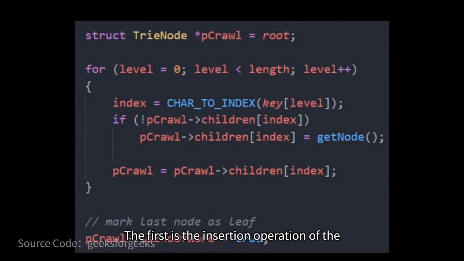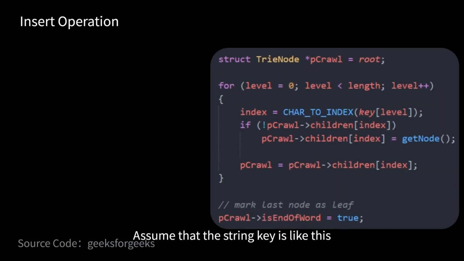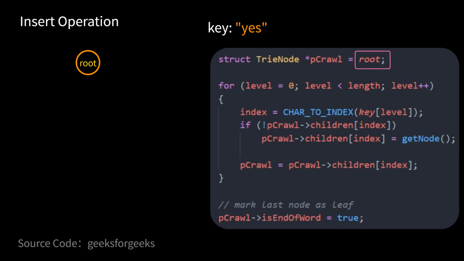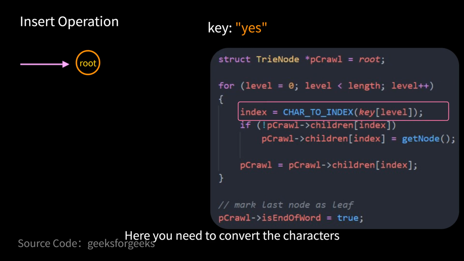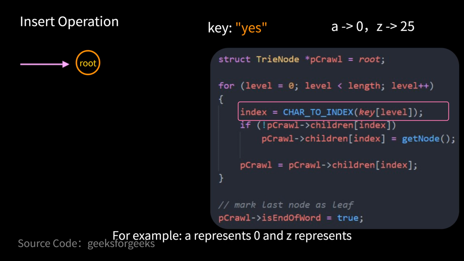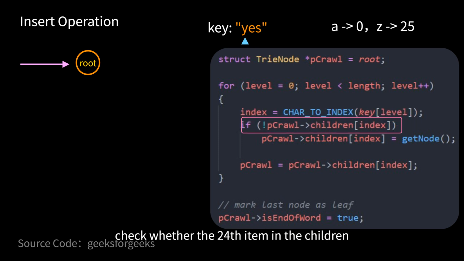The first is the insertion operation of the tree. Assume that the string key is like this. First, the pointer of the root node, root, is the current pointer. Each node is a struct, then traverse all the characters in the key. Here you need to convert the characters to the corresponding number index. For example, A represents 0 and Z represents 25. Now it is Y, so the index is 24.